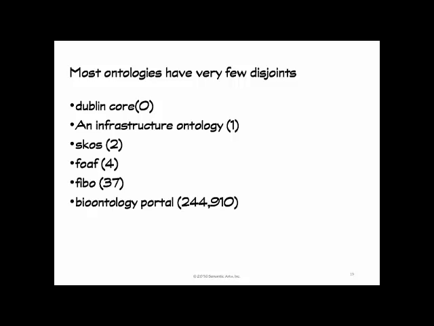SKOS had 2, FOAF had 4, FIBO had 37. And all those small numbers are interesting. It suggests that the ontologists know what disjointness means, so they know how to put a disjointness axiom in, but I'm going to suggest they don't know how important it is and why it might be valuable to be a lot more comprehensive about what they're doing. And then I happened to wander into the BioPortal, where I found a staggering 244,910 disjointness axioms. Who knows? Maybe that's correct.